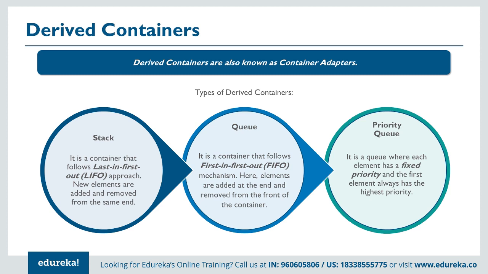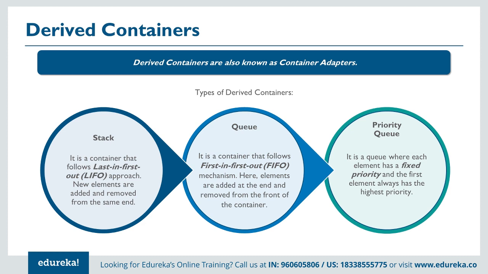Then we have queue. What is a queue? It's a container that follows the first in first out mechanism. Here, elements are added at one end and removed at the front of the container. So in the case of a queue, you add an element at one end and from the other end it will get removed. That is a queue, and it follows the first in first out principle.